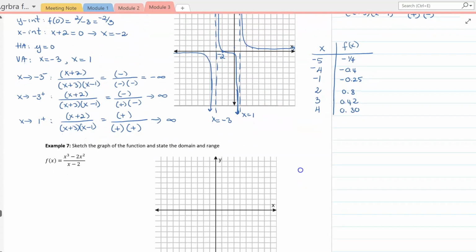Okay, so f of x equals x to the third minus 2x squared divided by x minus 2. So first factor the numerator, and we simplify this. Note that here we have the denominator x minus 2. This is only telling us that the graph has a hole at x equals 2.